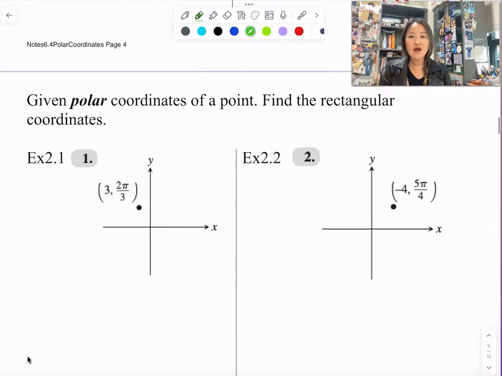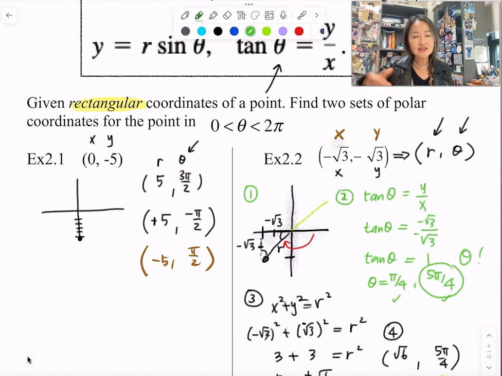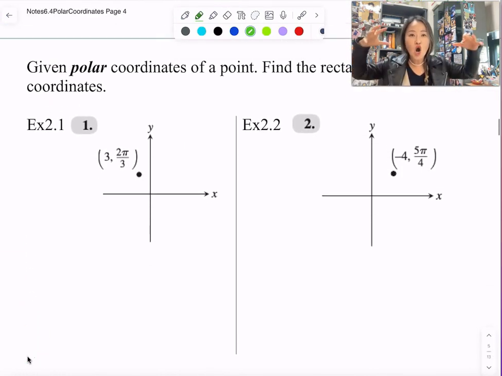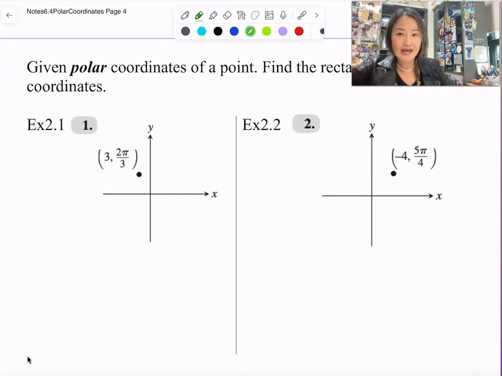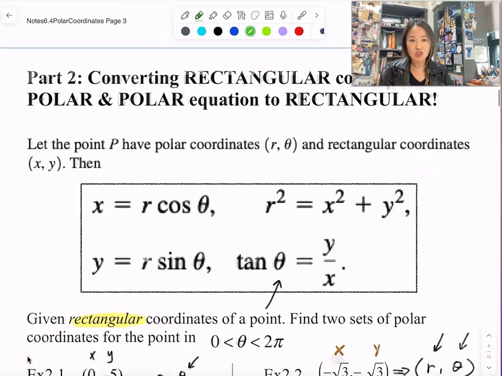Now remember, in this one we went from rectangular, so we were given the x's and y's, and we went to find r and theta. But now, what if I give you the polar, which gives you instructions, and now you have to find the rectangular? Given polar, now we have to find the rectangular. And what's nice is all you need is this information right here.